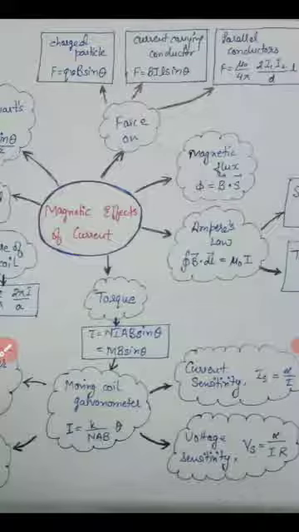Whereas if we talk about parallel conductors carrying current either in the same direction or in opposite direction, the force is given by F is equals to mu naught upon 4 pi 2 I1 I2 by d into L. This is the chapter of magnetic effects of electric current at a glance.